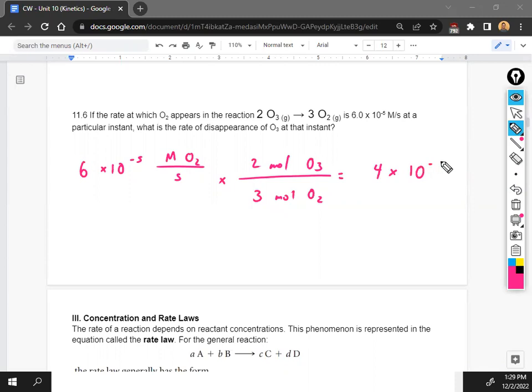Okay, 4 times 10 to the negative 5 molarity of O3 per second. And then, since it's disappearing, you can just write disappearing, or you can put a negative if you want. Okay, and that's your answer.